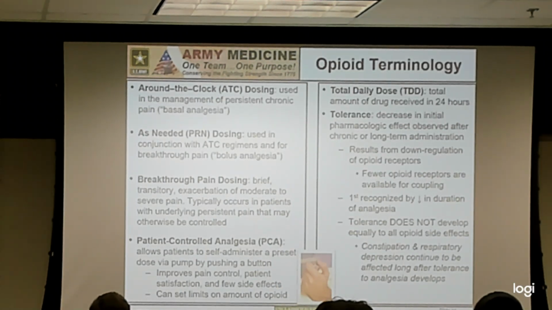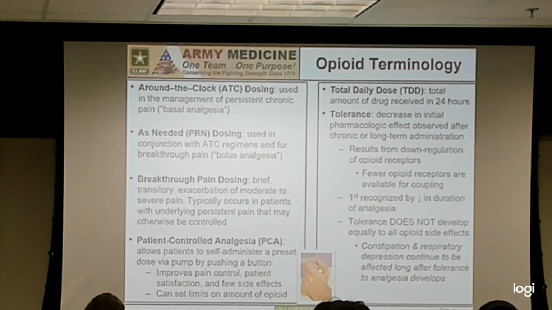As needed, or PRN, dosing is exactly what it says. So they may have around the clock dosing, and they may have some type of breakthrough pain, and then you give them a bolus dose or an immediate release medication on top of that long acting one they have, to help them through that breakthrough pain until they get to their next dose that they have around the clock.